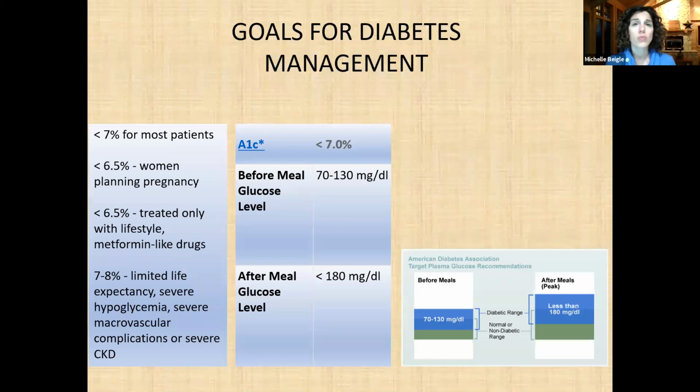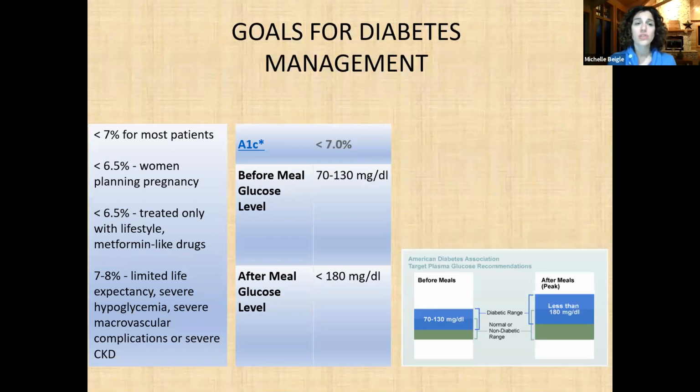Women who are pregnant, we do actually recommend that you decrease your goal for your hemoglobin A1C to less than 6.5%, because we do know that infants who are born of diabetic mothers tend to have much larger birth weights and can also have risk of premature delivery. And then also less than 6.5% if treated only with lifestyle and metformin-like drugs. So if you are not on insulin, if you are mostly diet controlled, it really is a good idea because they can probably tolerate less than 6.5%.